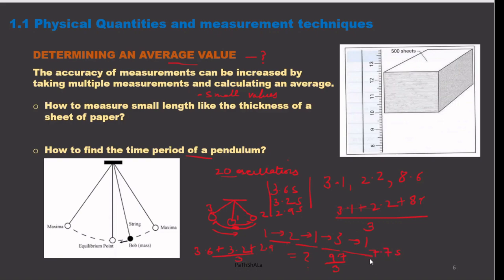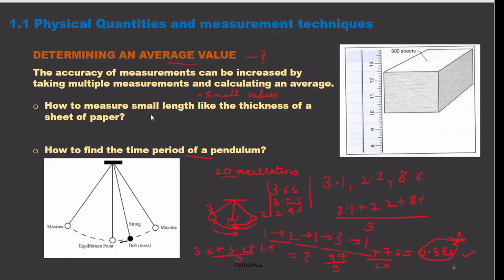This is the time for 20 oscillations. For one oscillation, I will divide it by 20. So it gives me 0.38 seconds. So this is actually the time for one oscillation. By taking the average, we have increased our accuracy. So whenever you have to find the time period of a pendulum, do not take one reading and say it's the final answer. Take the time for 10, 20, or 30 oscillations, whatever is suitable, take 3 to 5 or 6 values, and take out the average to get a more accurate answer.